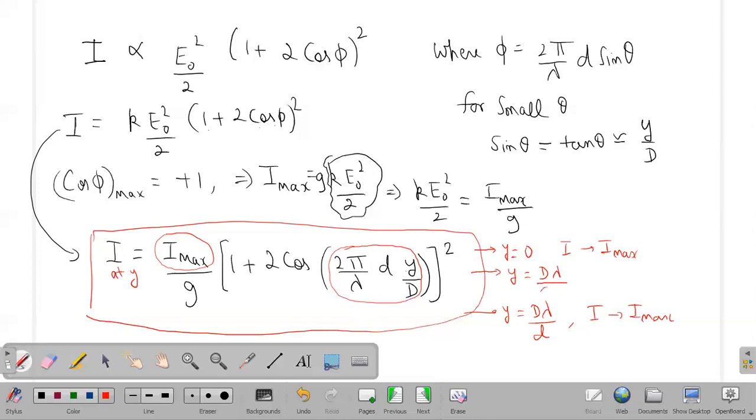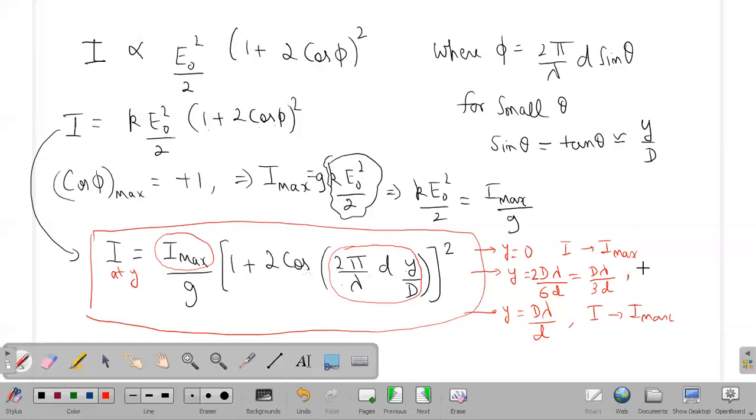over 6d. If I put y equals to d lambda over 6d, then I get cos pi by 3, which is cos 60 degree, which is 1 by 2. Sorry, it should be 2d lambda by 6d. If I take y equals to 2d lambda by 6d, that means d lambda by 3d, then I get cos 2 pi by 3, which is minus 1 by 2, and minus 1 by 2.